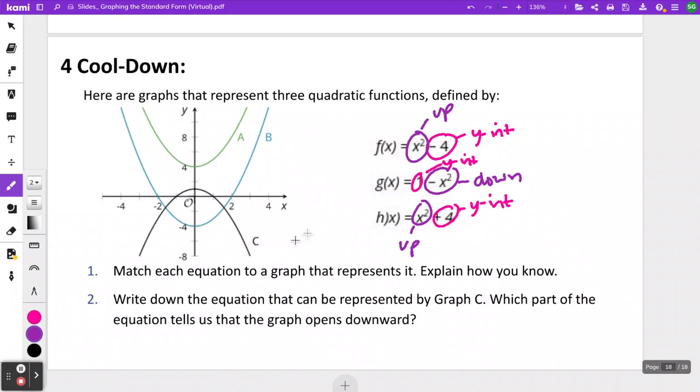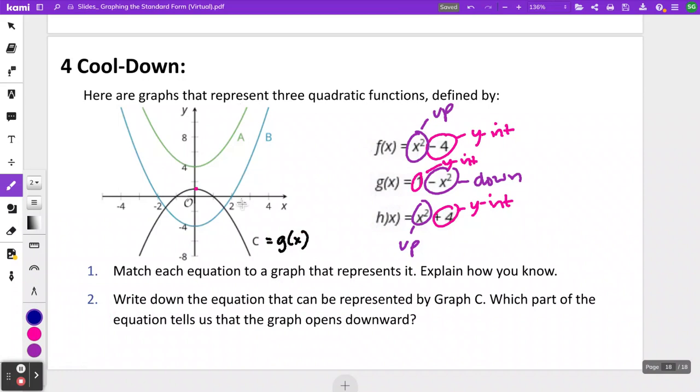And so graph C must be g of x. It has a y-intercept at positive 1 and faces downward. And so C is, I'm just going to do it this way. C is our g of x.